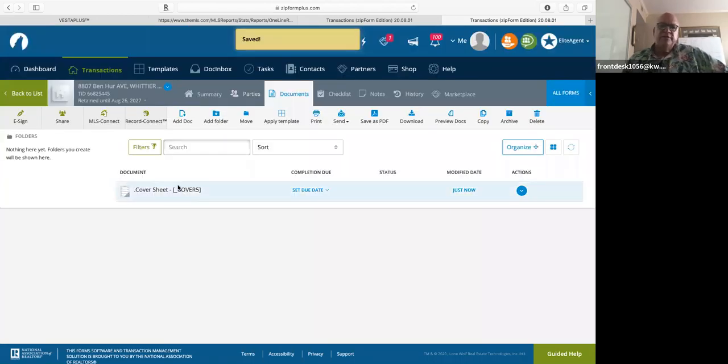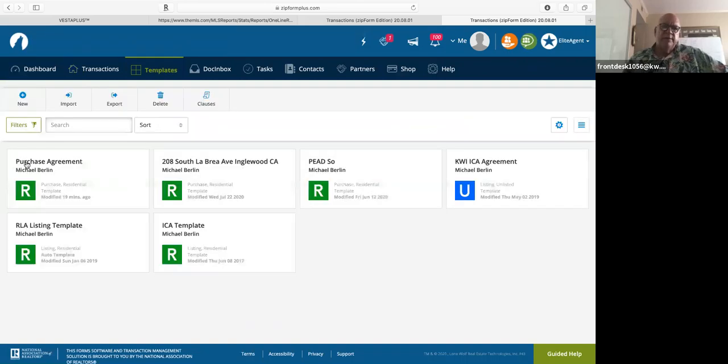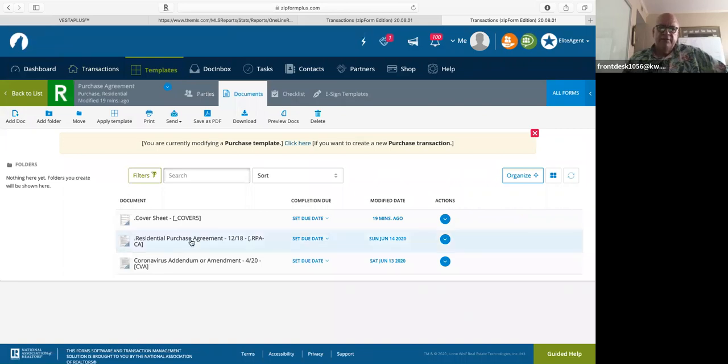So I filled out the cover sheet, we filled out the front page. Now I have a template set up. So I'm going to go to the template and I'm going to apply the template. So that will have some other information filled in. So now we're going to go right to the offer and take a look at it.